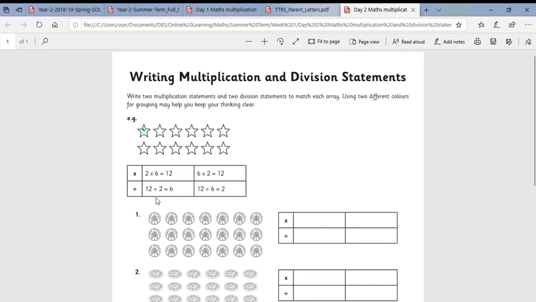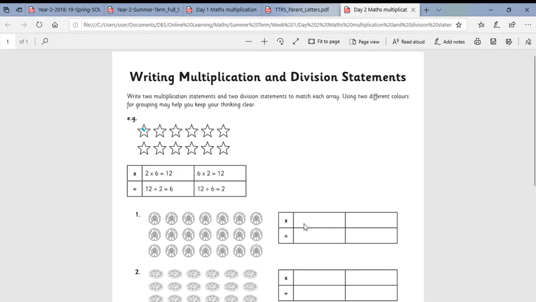So in order to find the answer to those statements, I need to count in one of those numbers. I could count in 3s or I could count in 7s. We don't know how to count in 7s yet, so we're going to count in 3s 7 times. So you can use your fingers and skip count in 3s. So it would sound like this: 3, 6, 9, 12, 15, 18, 21. So we now know that 3 times 7 is 21.